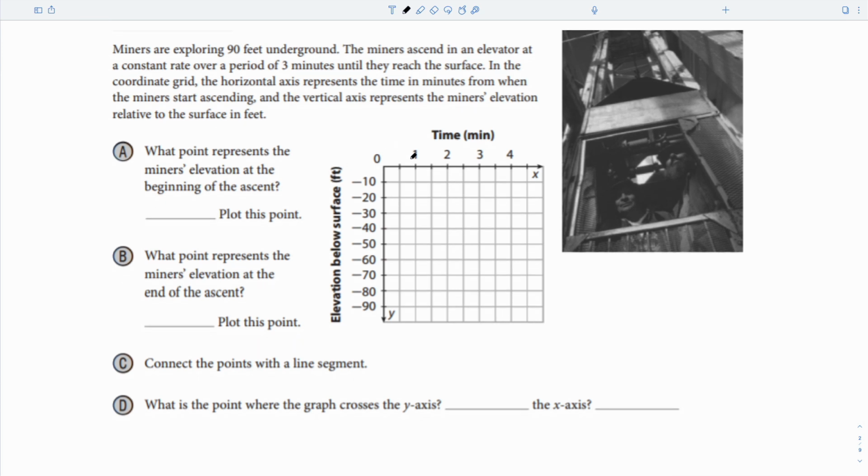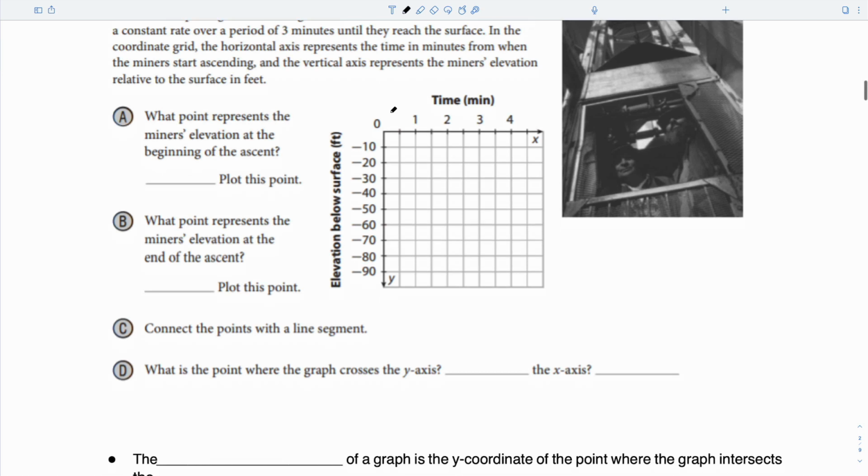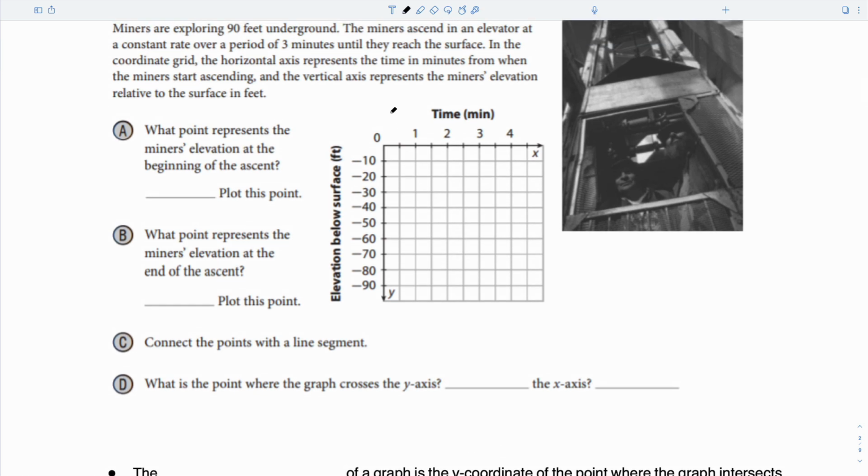Read this for me, Adam. Miners. Miners are exploring 90 feet underground. The miners ascend in an elevator at a constant rate over a period of 3 minutes until they reach the surface. In the coordinate grid, the horizontal axis represents the time of minutes from miner starts.